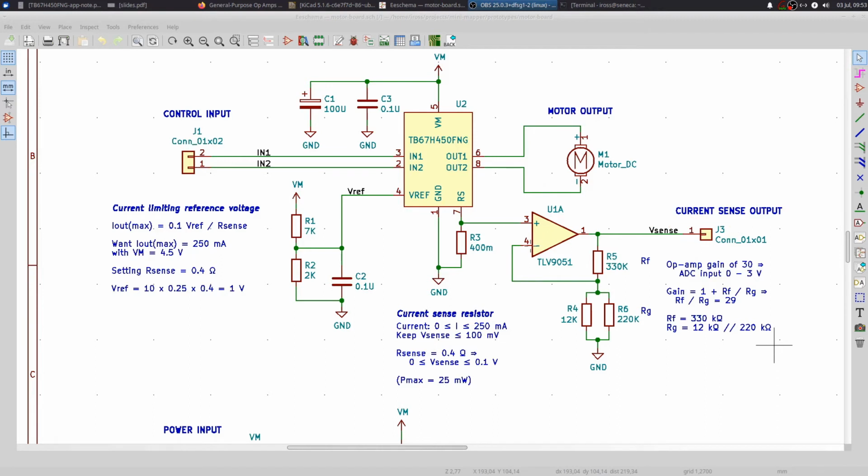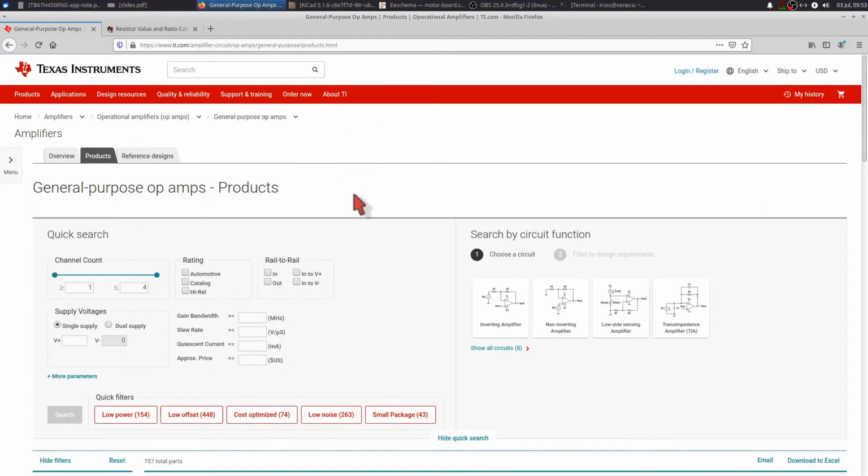So the first thing to do is to choose an op-amp, and to do this, I like the TI part, and I very much like TI's documentation. So I just went to the TI website and had a look under their general purpose op-amps, and they have quite a nice little thing where you can search by circuit function.